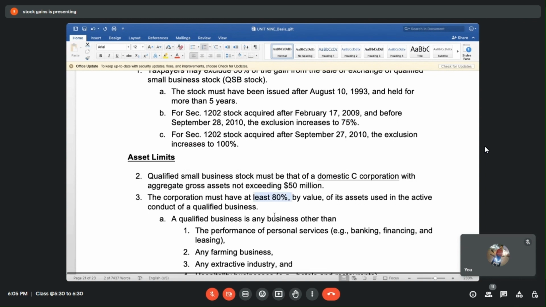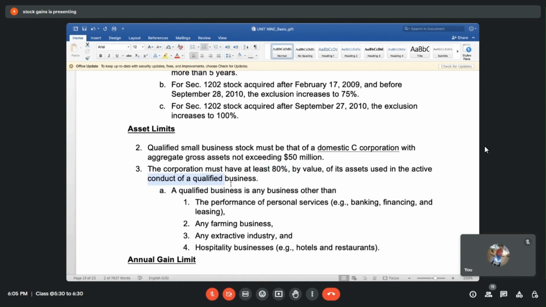80% of its assets should be used in the active conduct of a qualified business. It's not like they have this $50 million sitting there and, out of that, 40 million they're just putting into some mutual funds and getting returns out of it. Those assets should be used for an active qualified business purpose. That means if you're a software company, use that money to develop the software, not put it into the bank or mutual funds and just reap the returns and say, oh yeah, this is QSBS.